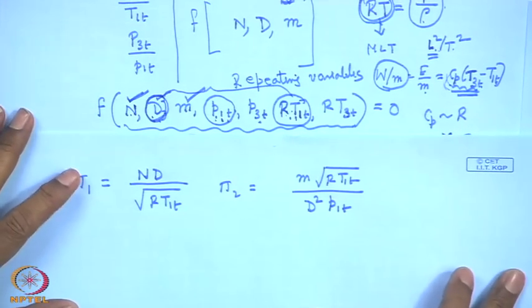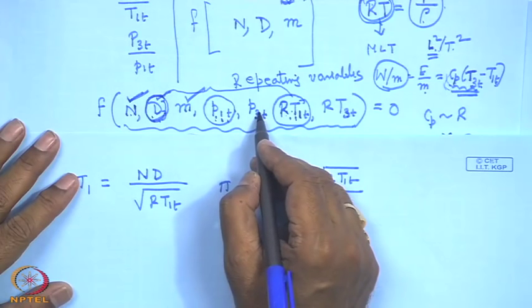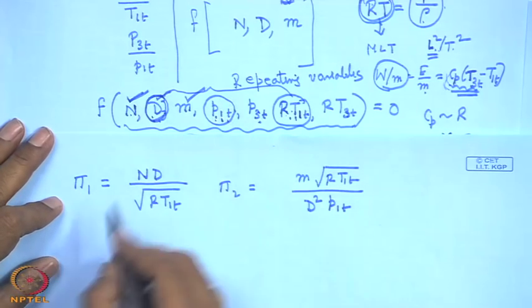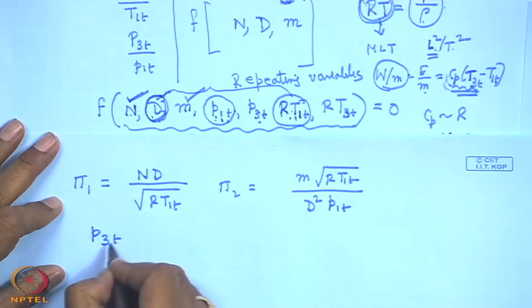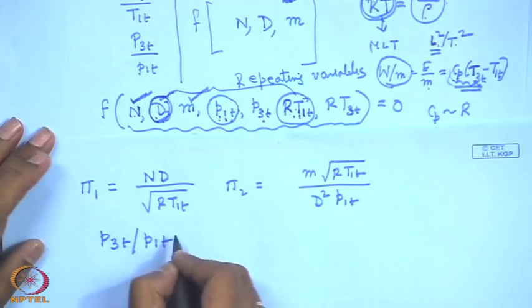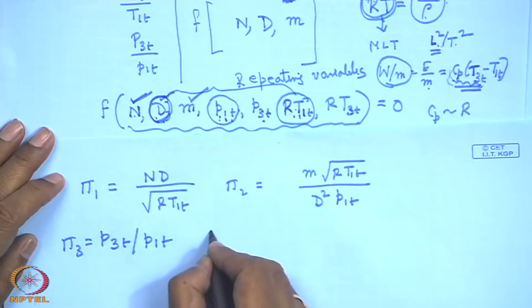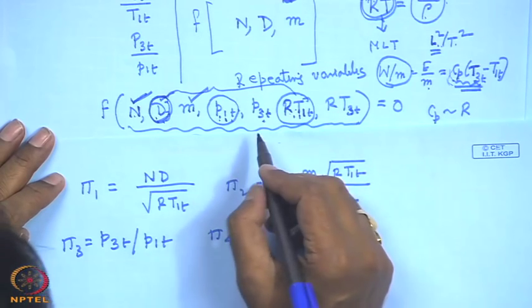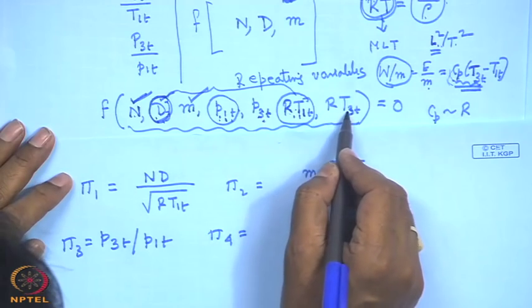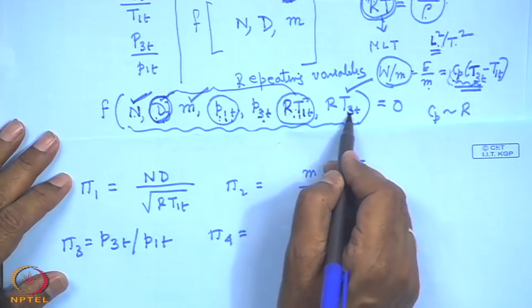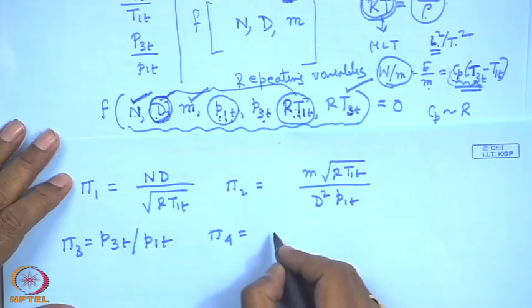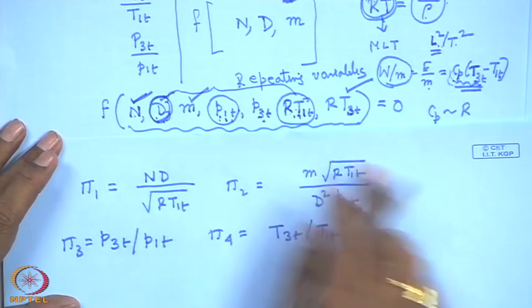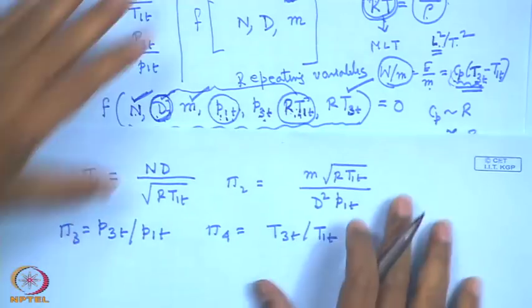Okay? Then, if you take this P3T, then automatically, when one of the repeating variables has the same dimension, it is a thumb rule, you will get that P3T by P1T is the pi 3. And similarly, the fourth pi term is found with T3T. Since T3T and T1T are the same dimension, we automatically get T3T by T1T. This is by thumb rule. It will always come, and if you follow this dimensional analysis, you will find the same thing.